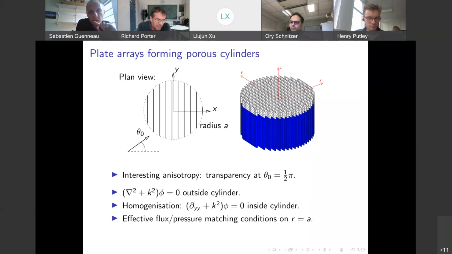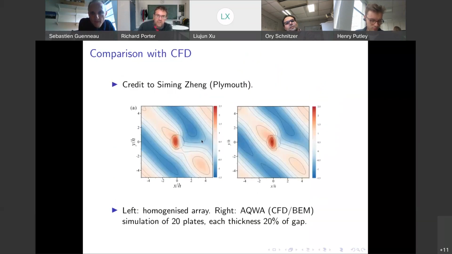My general advice is that if you're away from resonance, you should be absolutely fine. You don't need any damping. Your finite element model, something looking like this, will compare well with a homogenized model. So if you're not at resonance, you will get good agreement between the two models. So this is not at resonance.